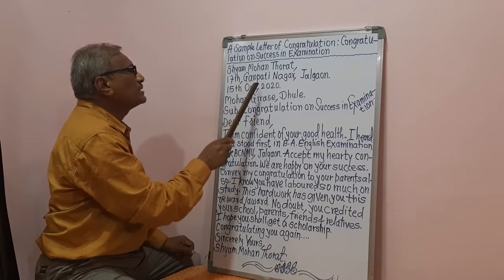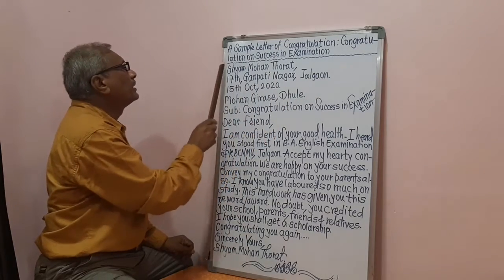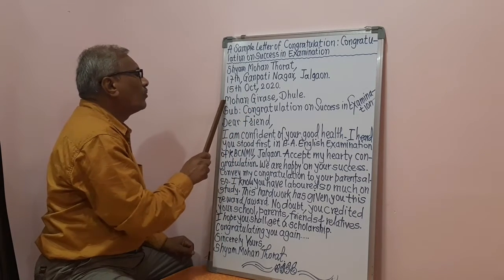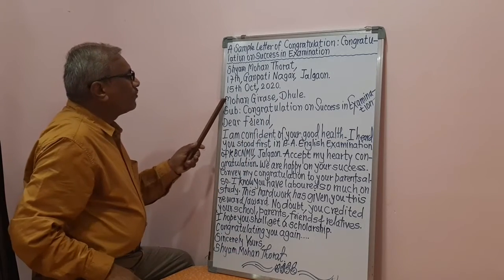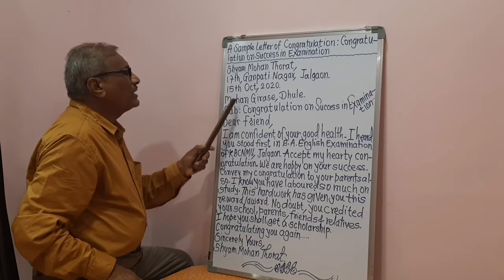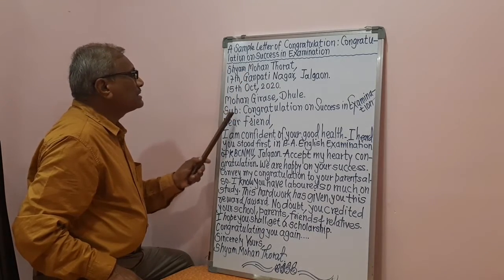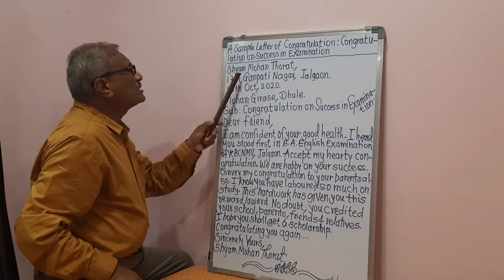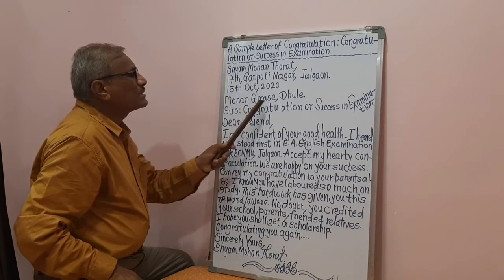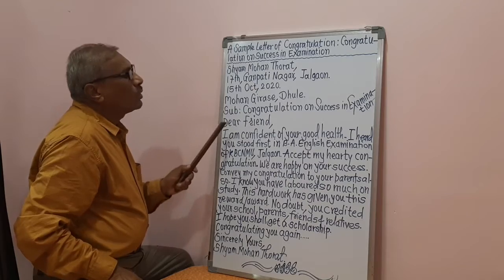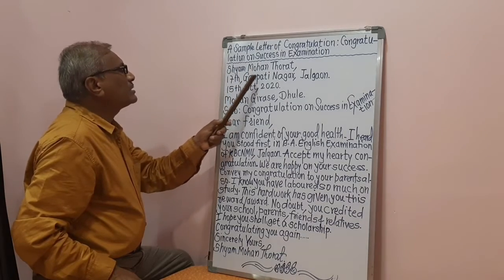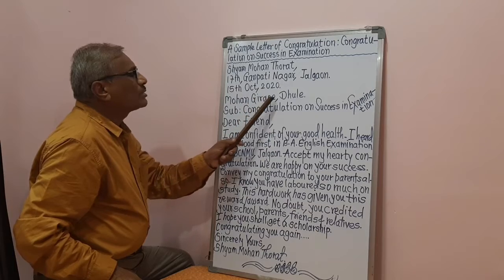The sender is writing at first his address here, and he is writing the letter to the receiver, and that receiver is Mohan Girase Dhule. So remember, Mohan Girase Dhule is the address or name of the receiver. The sender is sending this letter to Mohan Girase Dhule. So this is the sender and this is the receiver. So here we saw two points: the first point is the address of the sender, and the second point is the address of the receiver.